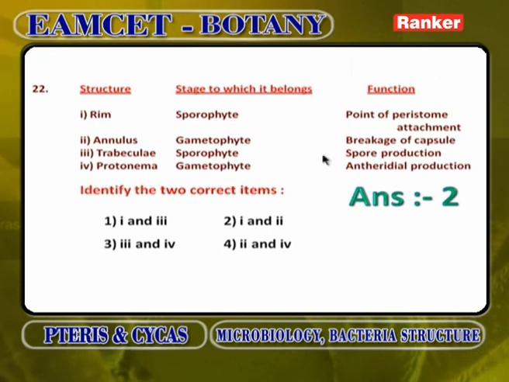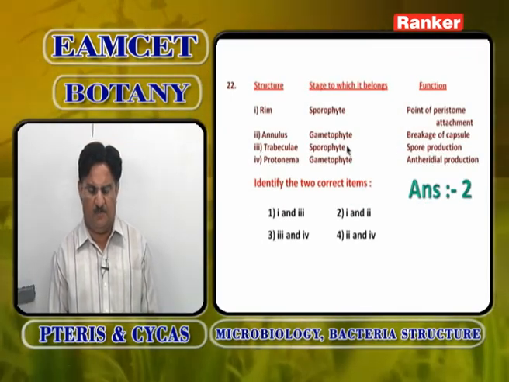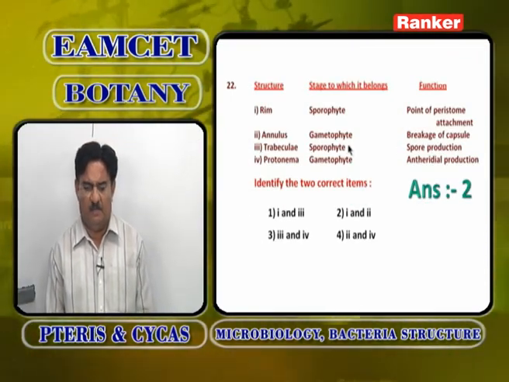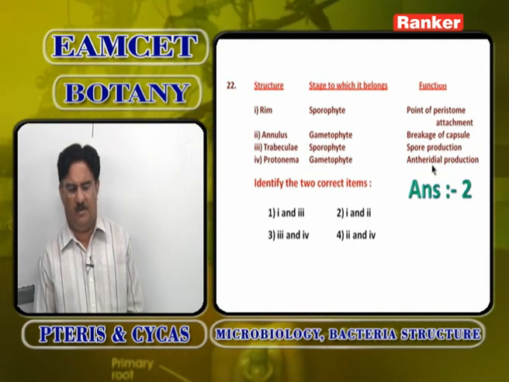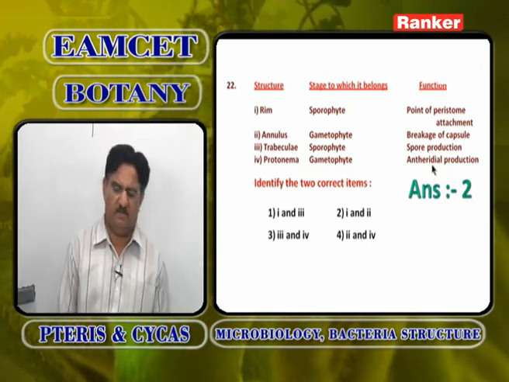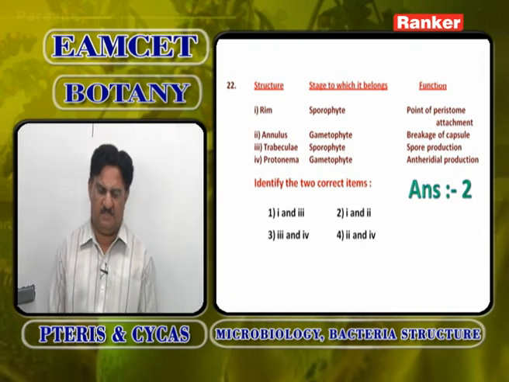Trabeculae, sporophyte, spore production is wrong. Protonema, gametophyte, antheridial production is wrong. So, 1 and 2 are correct. So, 1 and 2, that is the second option, is correct.